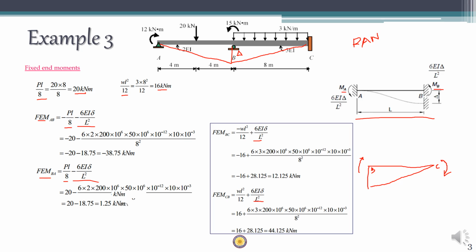FEM due to W at B is going to be negative, and FEM due to UDL at C is going to be positive, because on the right hand side we have a clockwise FEM value and on the left hand side we have an anti-clockwise value. So once we find out the FEM values, you have to list down all the values, substitute all the values and find out the FEM.